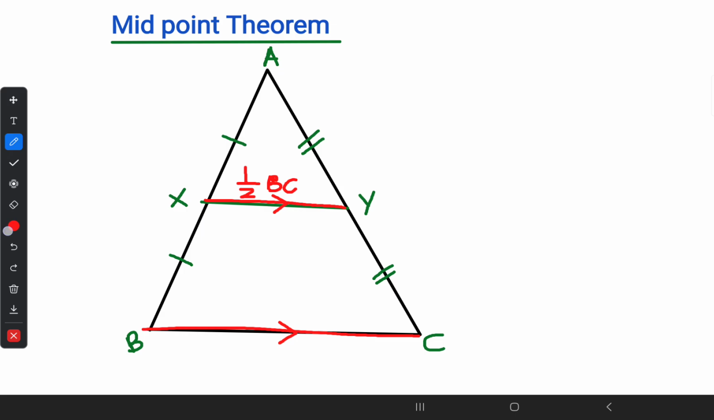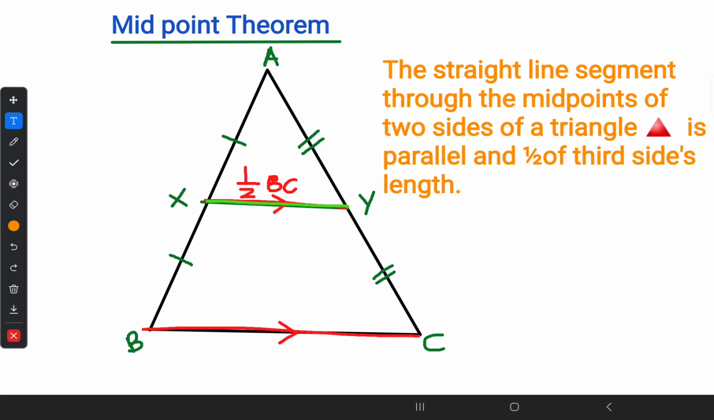So what it means is, when you connect a segment through the midpoints of any two sides in a triangle, you will have this kind of shape. In this shape we have two relationships about side length. The side which you have created is half of the third side of this triangle, and these two are parallel with each other. This is our midpoint theorem.